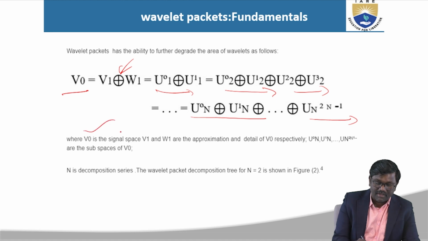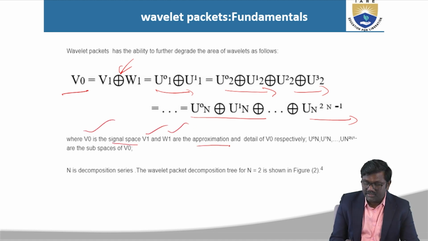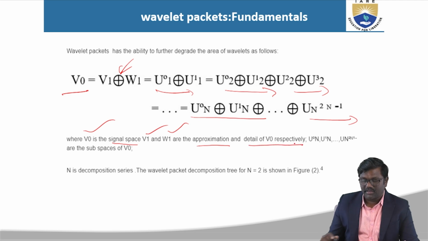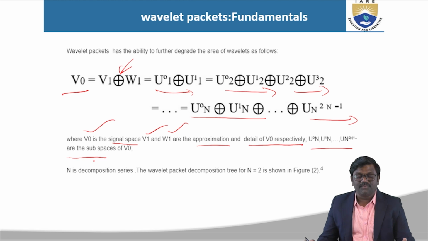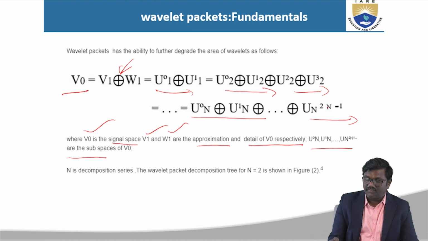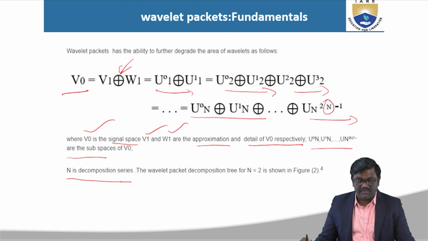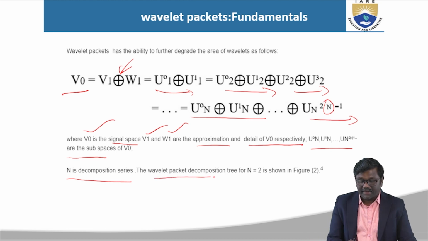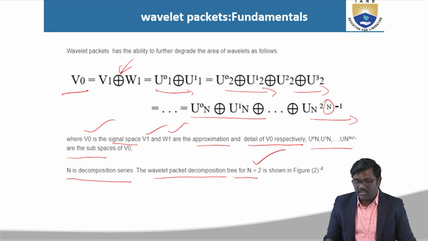V0 is the signal space, and V1 and W1 are the approximation and detail subspaces of V0 respectively. So this expression gives the subspaces of V0. What is V0? V0 is a signal space. So where it varies, these values of n are in terms of the decomposition series. So the wavelet packet decomposition tree for n equal to 2 is as shown in the coming figure.